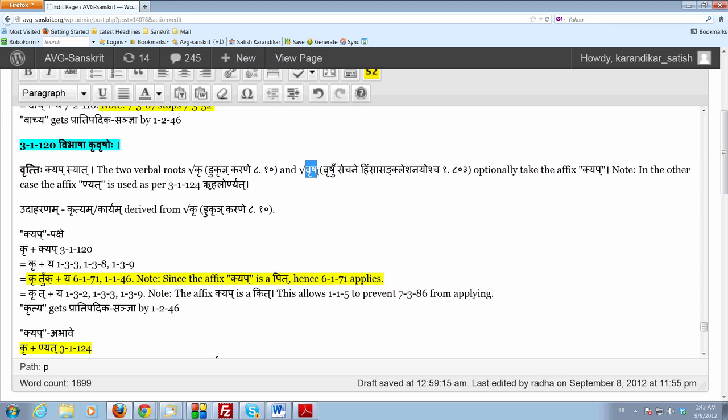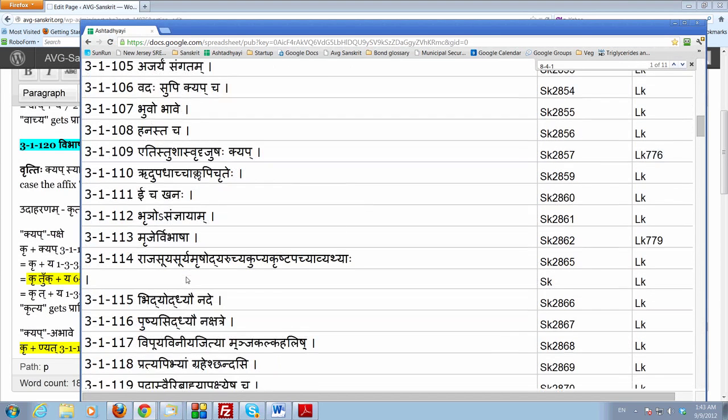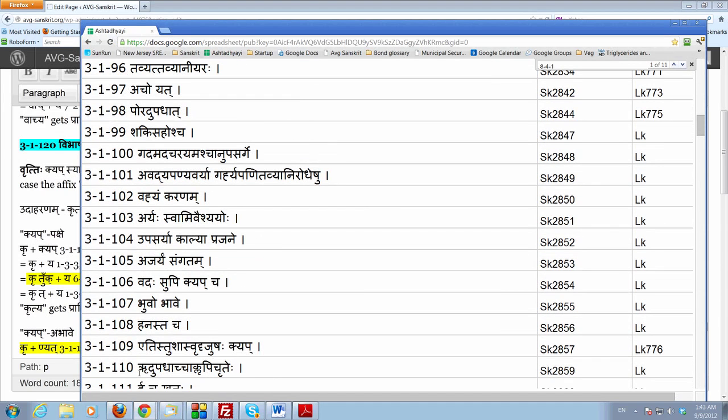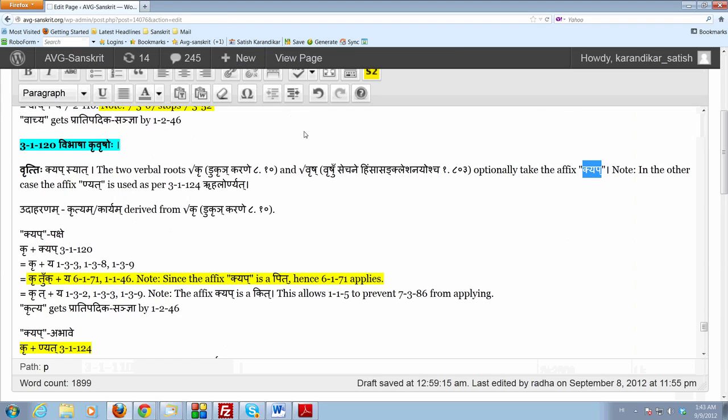But now what's going to happen is that vrish is going to take the affix kyap only optionally. So this basically tells us that this sutram over here, Ridupadacha kriprichatehe, applies only optionally in the case of vrish. That's what happens. So here vrish takes the kyap affix only optionally and not necessarily by 3.1.110. It takes kyap only optionally.